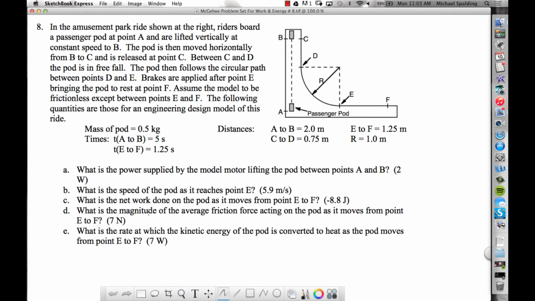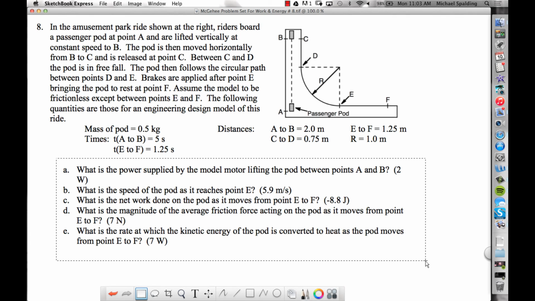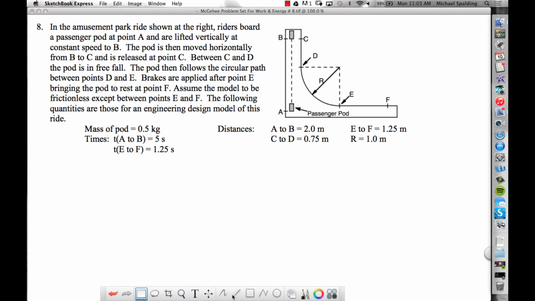Okay, D. What is the magnitude of the average friction force acting on the pod from E to F? So we're looking for the frictional force from E to F. Now, you could do this by summing forces, free body diagram, sum the forces. You'd have to use a kinematic. You could figure this out back when we were doing forces. But how would you do this using work and energy? Well, look, from E to F, here's what we know.